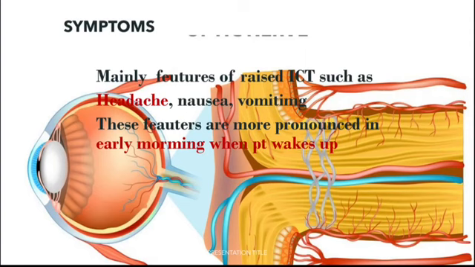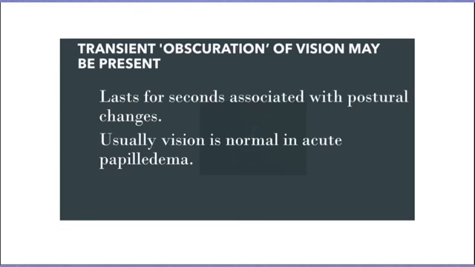Symptoms of papilledema: mainly features of raised ICT such as headache, nausea, vomiting. These features are more pronounced in early morning when patient wakes up. There can be transient obscuration in vision, which lasts for seconds and is associated with postural changes. Usually vision is normal in acute conditions.